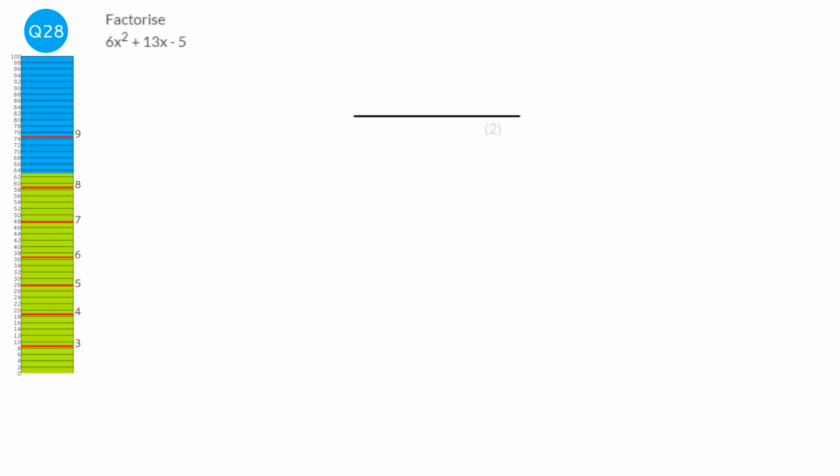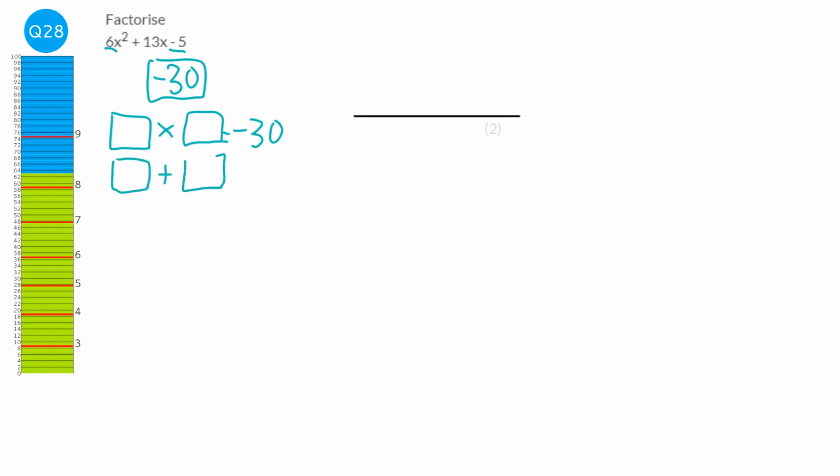We're going to first of all multiply the coefficient of the x squared, which is 6, with the number on its own at the end, which is -5, and that will give us -30. And the special thing about this number is we're looking for two numbers that times together to make that number, and we're looking for two numbers that add together to make the coefficient of the x, which would be 13. Now, to make a product that's negative, we know that they're going to have to be different signs.